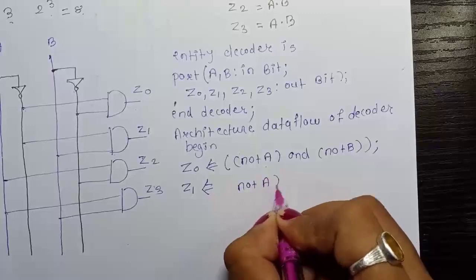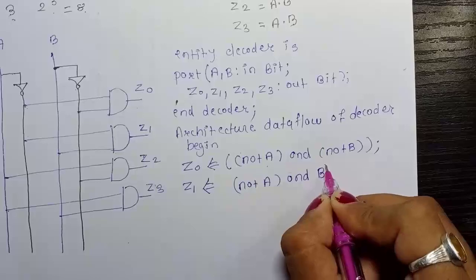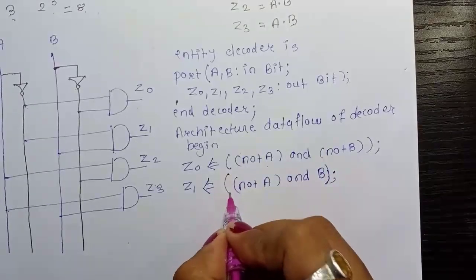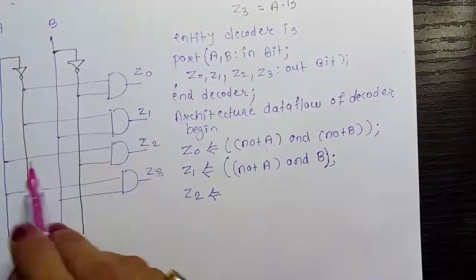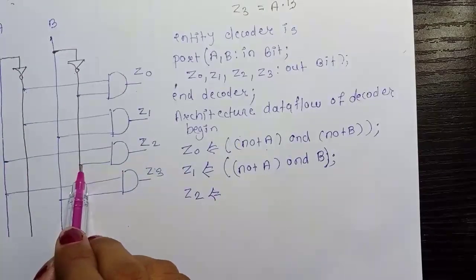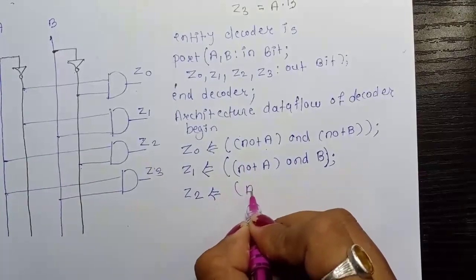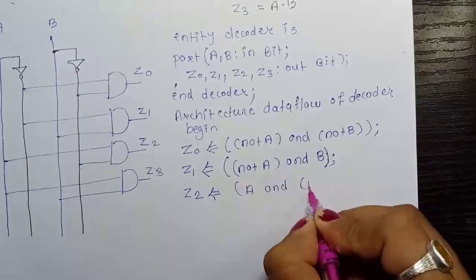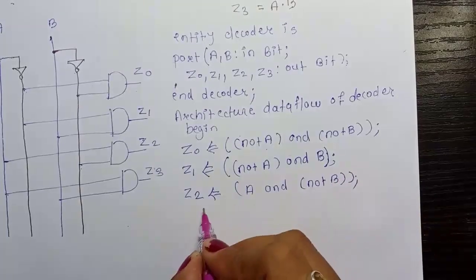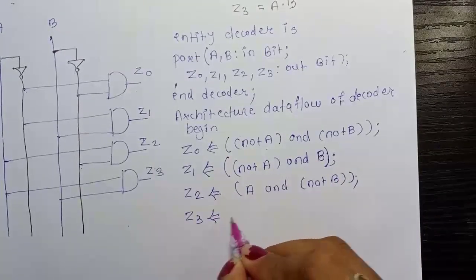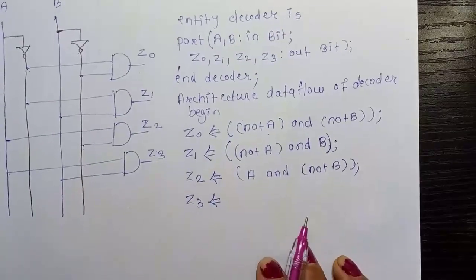So not A and B. Then Z2. What is Z2? A into B bar, that means A and not B. So A and not B. This is your Z2. And Z3 is what? A and B. Your Z3 is A and B.